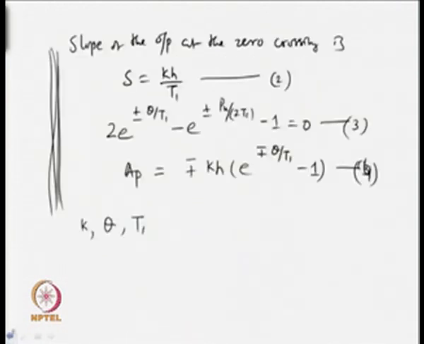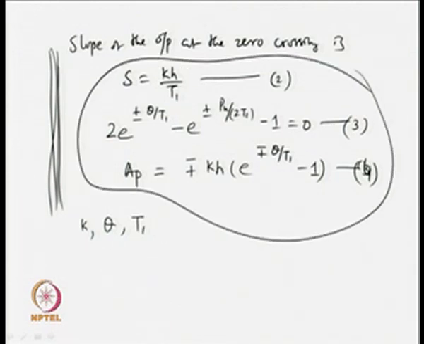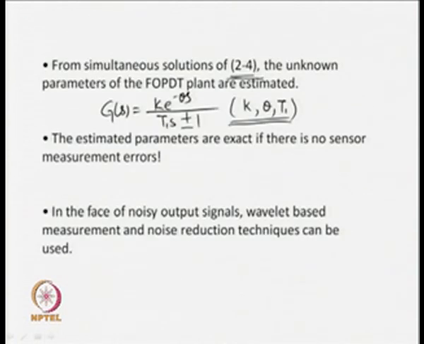Now, one needs to solve the 3 equations simultaneously, because all the 3 parameters are found in all the 3 expressions, so to say. That way, simultaneous solution of the 3 nonlinear or linear equations is required to estimate the 3 unknowns. Now, the estimated parameters are exact. You will find exact estimation provided there are no sensor measurement errors.